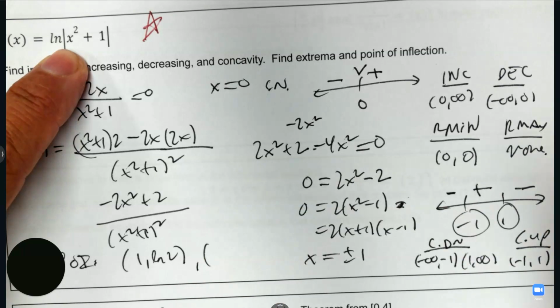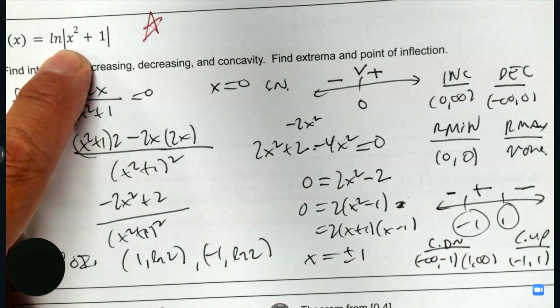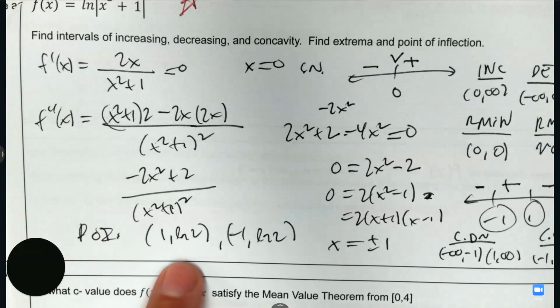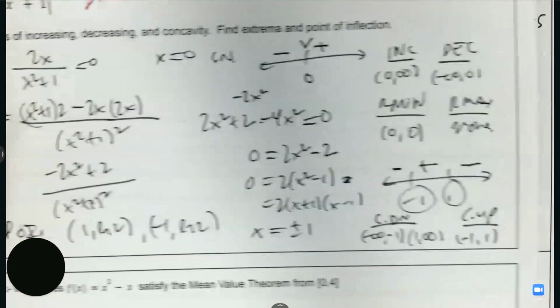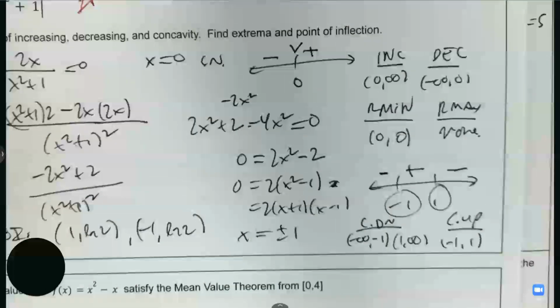The other one's what? -1. And if I plug in -1, I also get ln 2, because -1 squared is 1 plus 1. So we have our point of inflection and concave up or down and all of it.